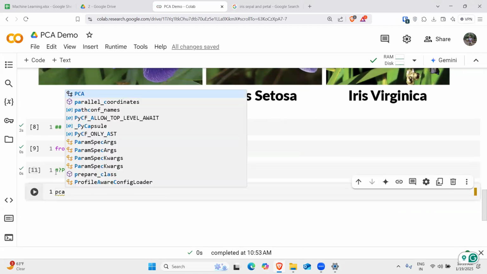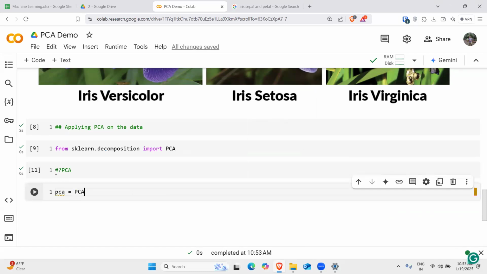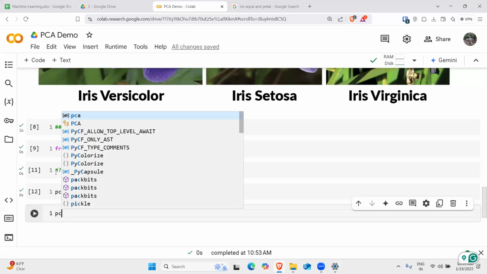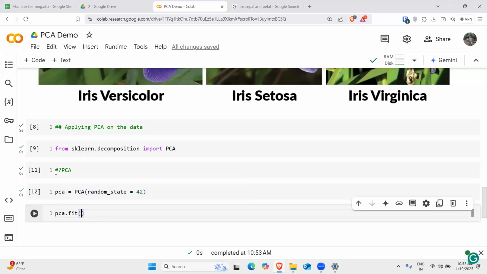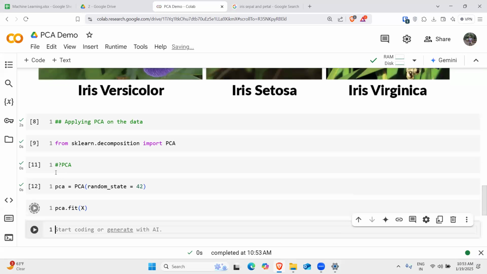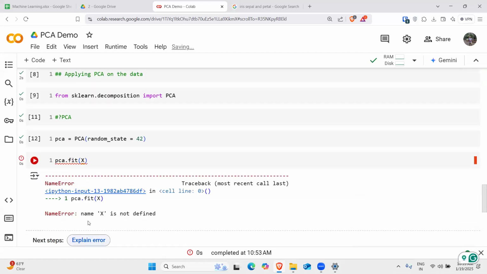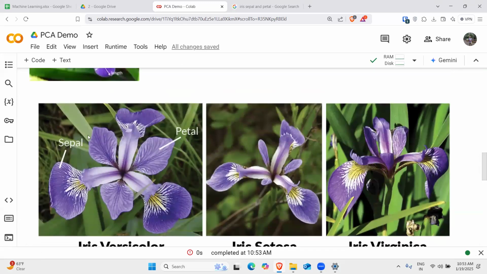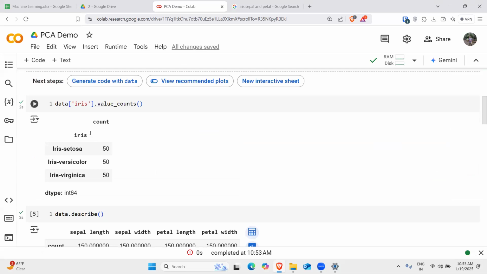So small pca will equal capital PCA with random_state equals 42. Then pca.fit, I'll fit it on small x, sorry, small x, because we have created small x, no? It's not created. Is it not created from my side?